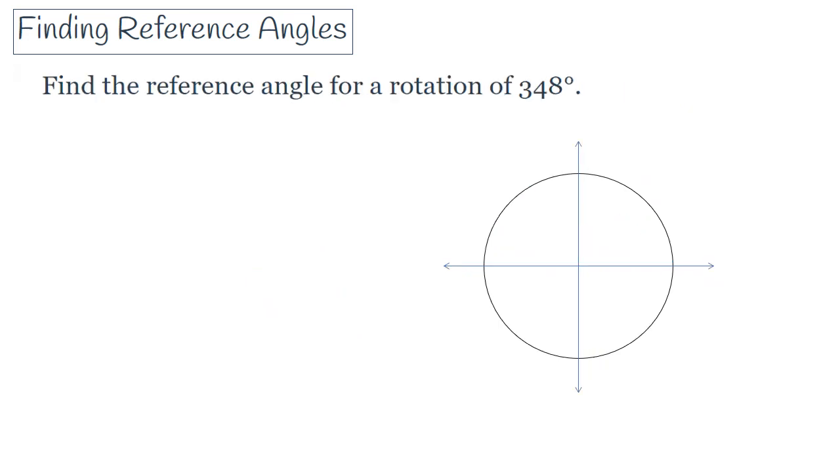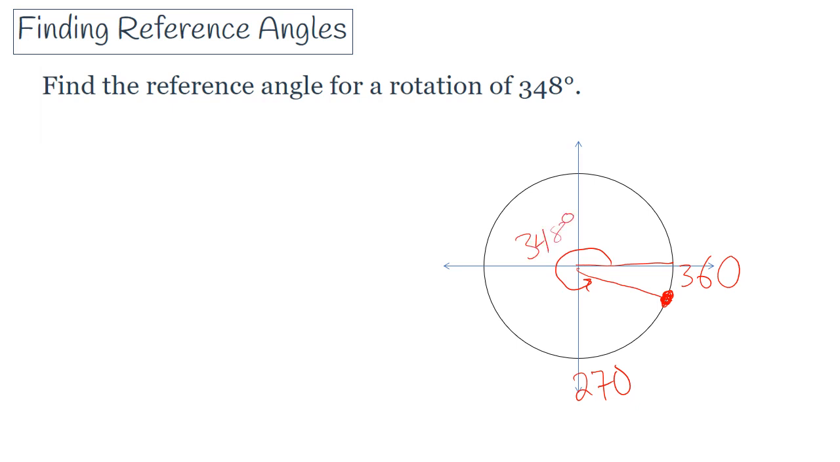All right, one more. 348. Again, here's 270. Here's 360. 348 is going to be pretty close to 360, so maybe right around there. Not perfect, but let's say it's there. Doesn't have to be perfect. So that angle all the way around is 348.